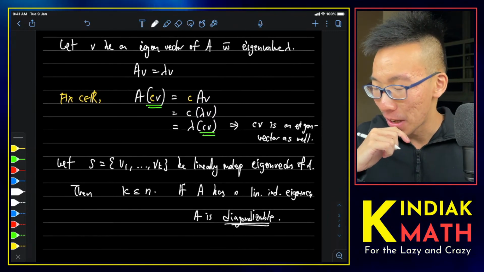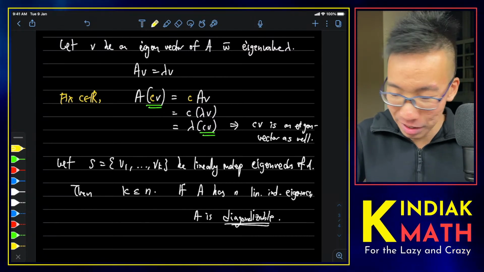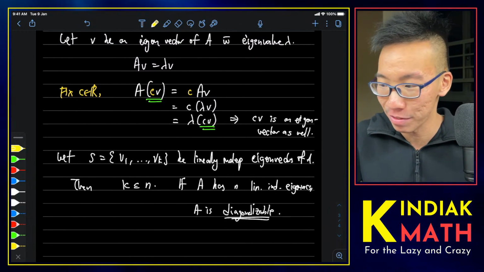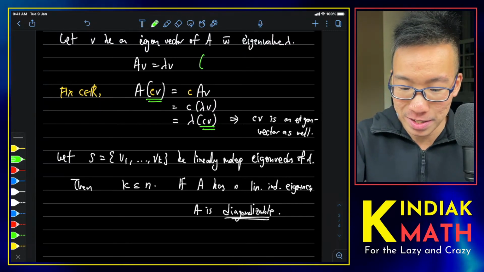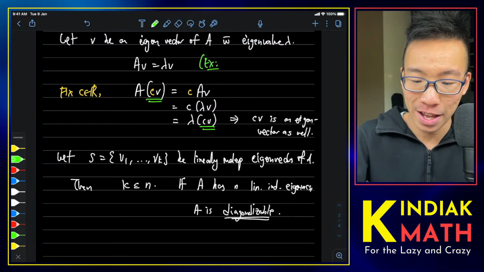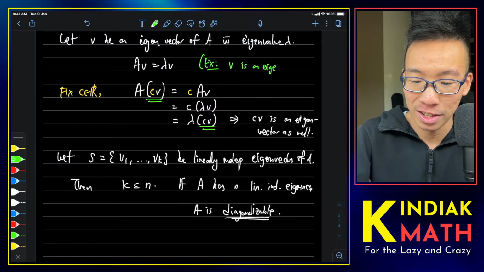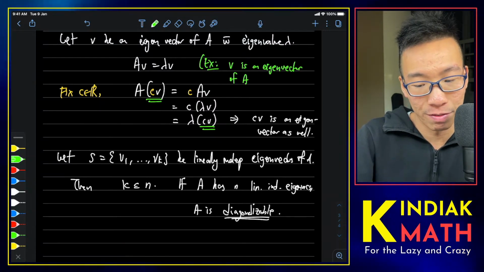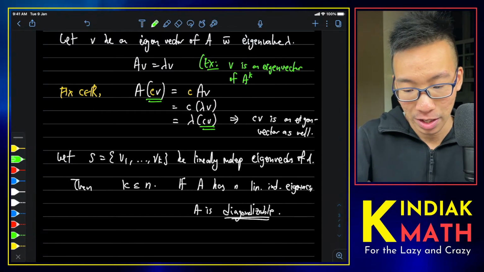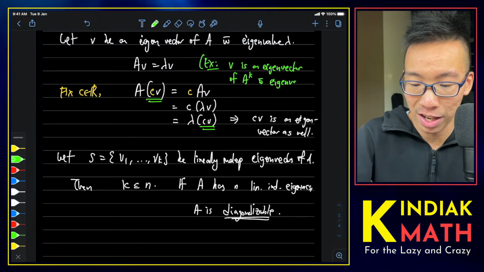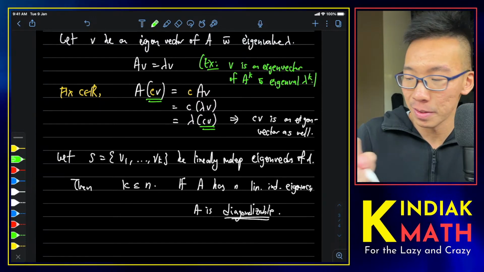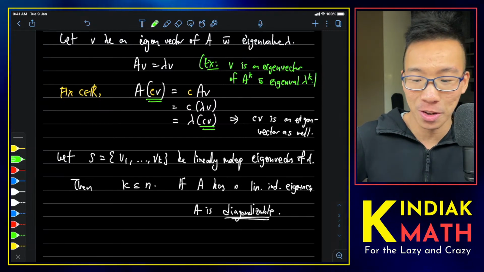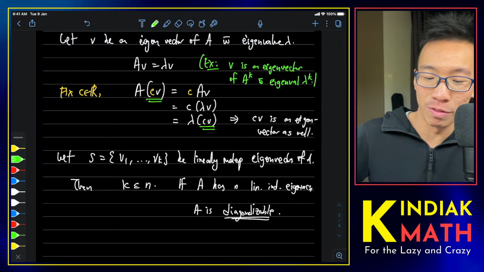I guess there are some interesting little exercises to try if you're curious. Here's an exercise. You can try to show that v is an eigenvector of A to the power of your favorite natural number k with eigenvalue lambda to the k. It's not too challenging of an exercise. Let me know if you want me to do a quick proof of why this is the case.